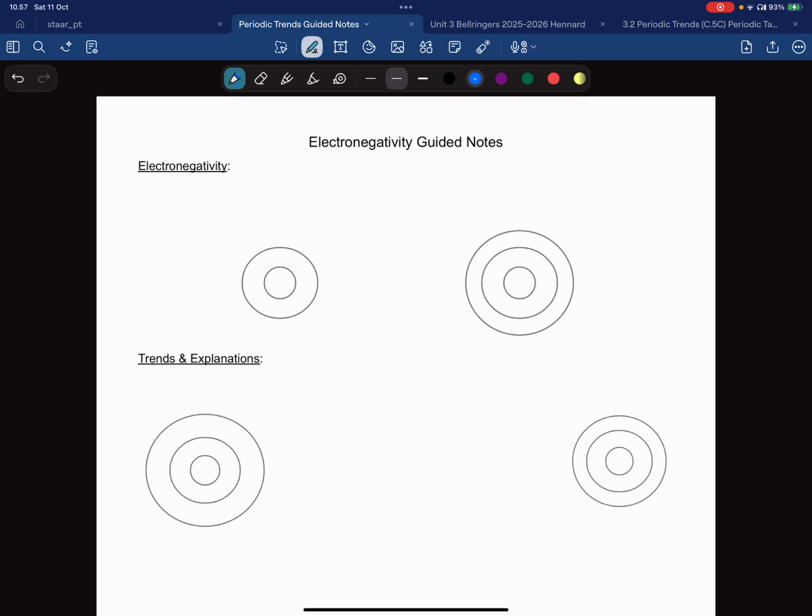So electronegativity is usually abbreviated with this sort of strange looking X that comes from the Greek alphabet. And it is defined as attraction for electrons in a bond. So when two atoms are bonded together, the attraction that one atom has for electrons.